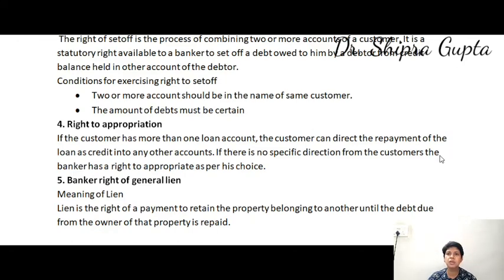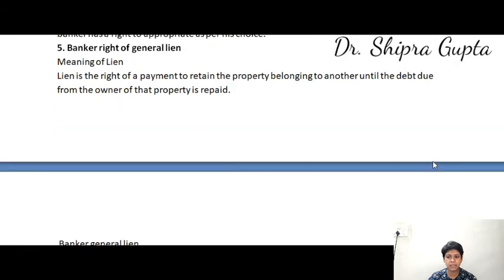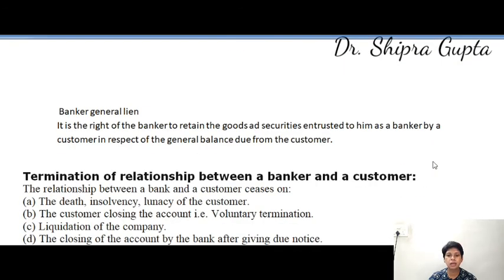Banker's right of general lien. First I will tell you the meaning of lien. Lien is the right of a person to retain the property belonging to another until the debt due from the owner of that property is paid. When a customer has not paid his complete loan account, then the bank can retain his property, his mortgaged property, in the form of lien. Bank's general lien is the right of the banker to retain the goods and securities entrusted to him as a banker by a customer in respect of the general balance due from the customer.